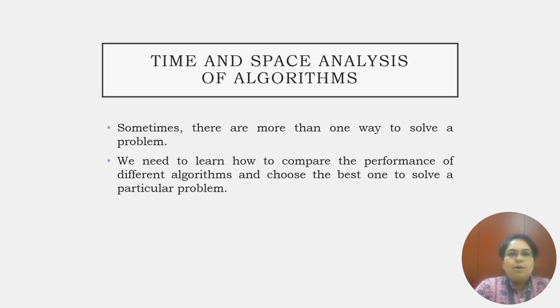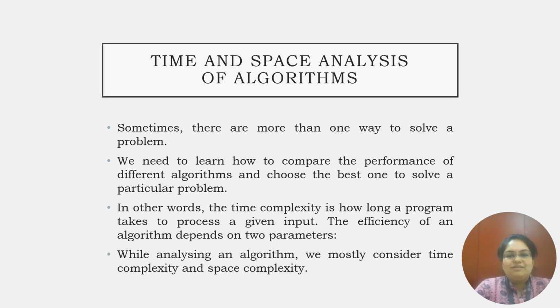Now let's see about the time and space analysis of algorithm. Generally, there are more than one way to solve any problem in computer science. We can use different algorithms on one problem. Therefore, it is highly required to use methods to compare that the solution is optimal. We need to learn how to compare the performance of different algorithms and choose the best possible way to solve a particular problem.